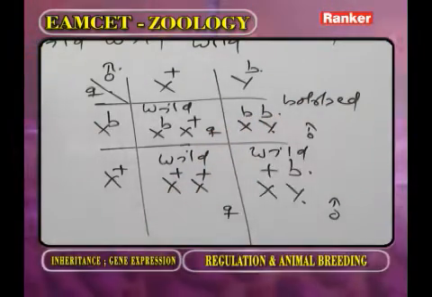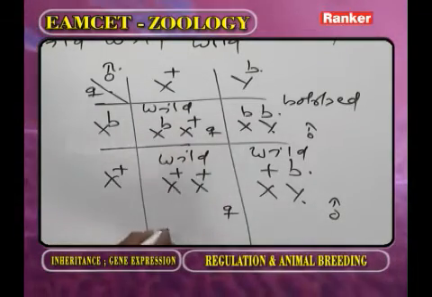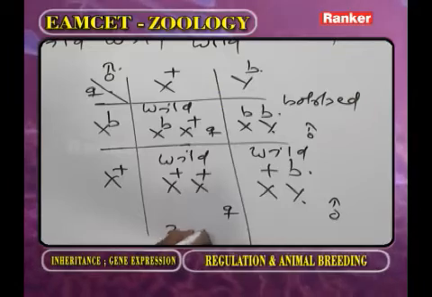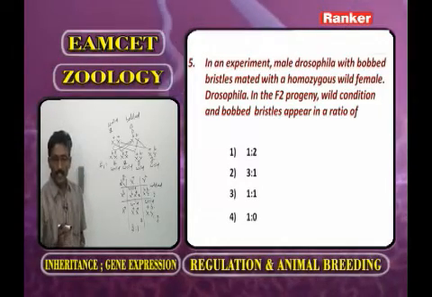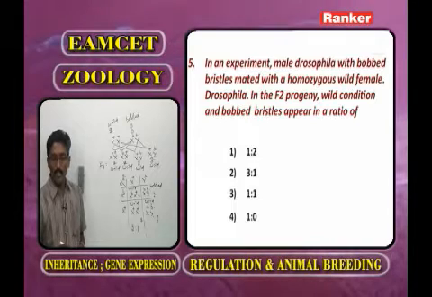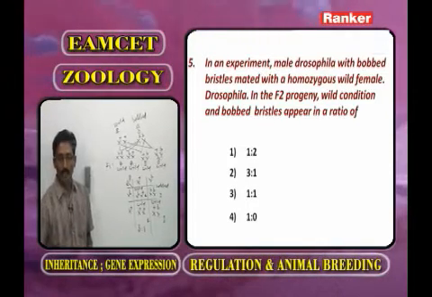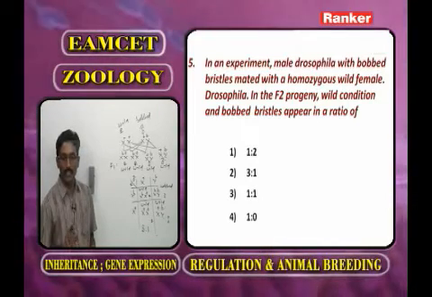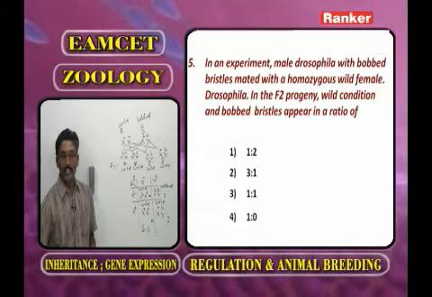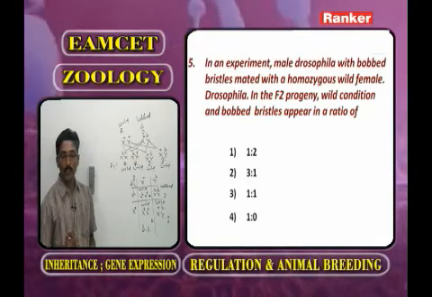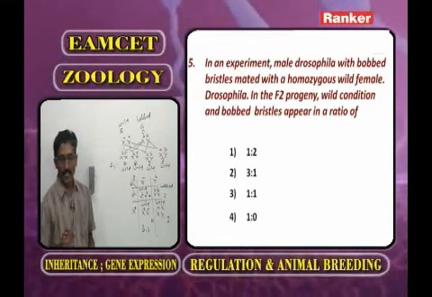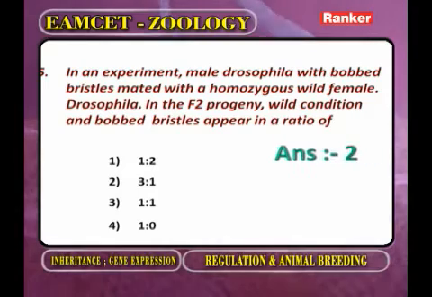Now in the F2 generation, we are getting 4 offspring. Out of 4 offspring, how many are wild? 3. How many bobbed bridges? 1. Now we are asking, you observe the question: in an experiment, male Drosophila with bobbed bridges mated with homozygous wild female Drosophila. In the F2 progeny, wild condition and bobbed bridges appear in a ratio of 3:1. Now the answer is that. Next question.